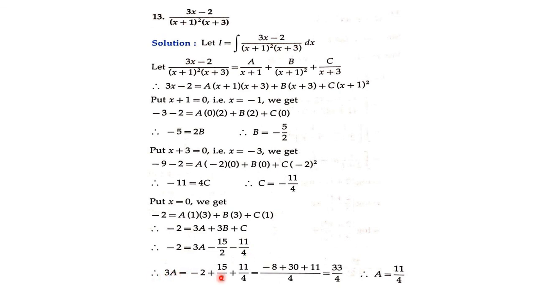Therefore 3a is equal to minus 2 into 15 by 2 plus 11 by 4, that is minus 8 plus 30 plus 11 by 4, that is 33 by 4. Therefore a is equal to 11 by 4.